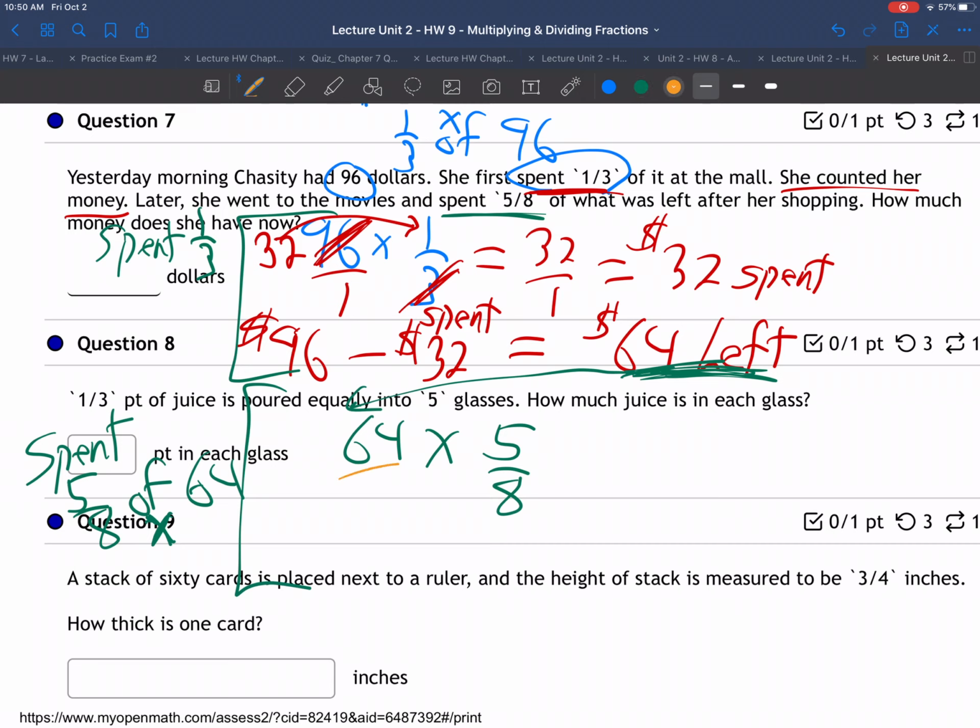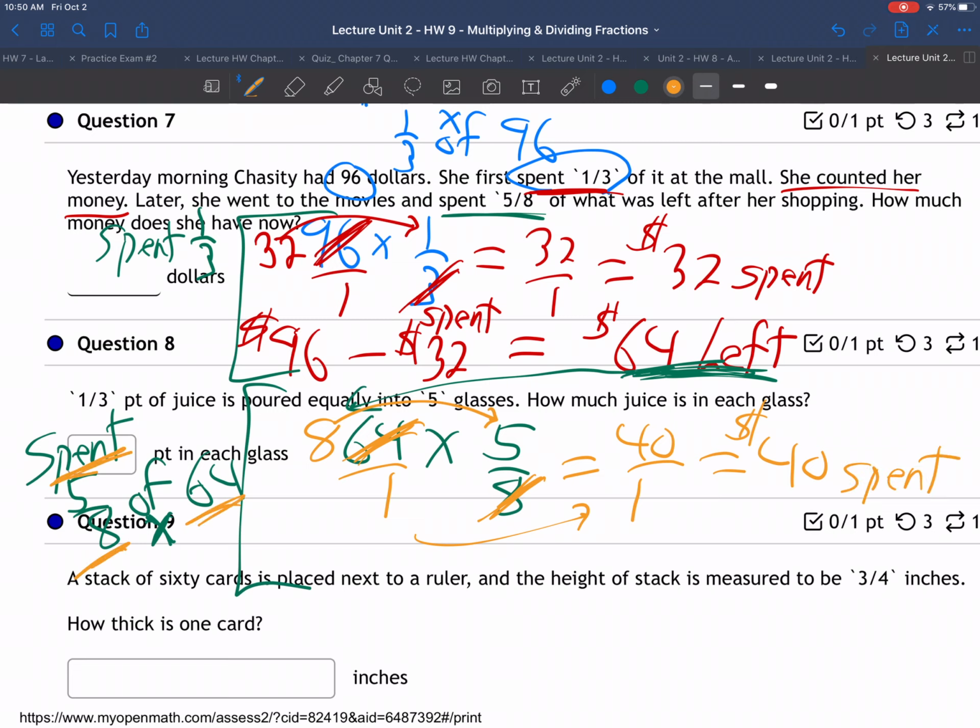So times. Put this over 1. Cross cancel. 8 goes into 64 8 times. What are we left with? 8 times 5. 40. These are gone, so it's just over 1. So that's just $40. Careful now, that's not the answer. That's what she spent, right? She spent 5/8 of 64.